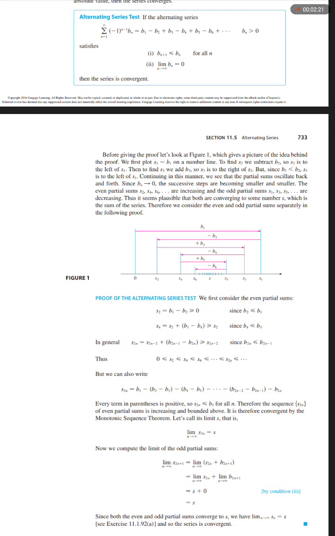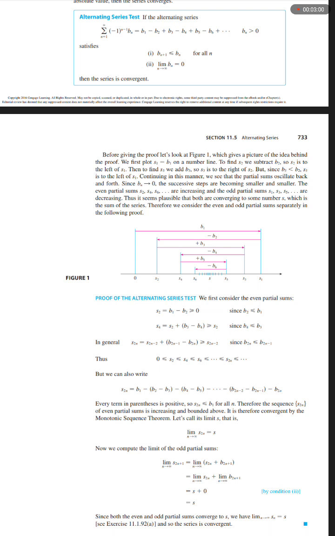If the series, the sum from n equals 1 to infinity of (-1) to the power n minus 1 times b sub n equals b sub 1 minus b sub 2 plus b sub 3 minus b sub 4 plus b sub 5 minus b sub 6 plus ellipsis, where b sub n is greater than 0, satisfies number 1, b sub n plus 1 is less than or equal to b sub n for all n, and number 2, the limit as n approaches infinity of b sub n equals 0, then the series is convergent.